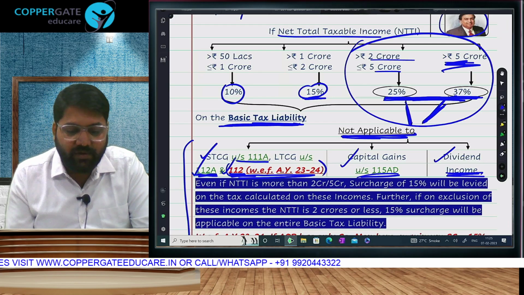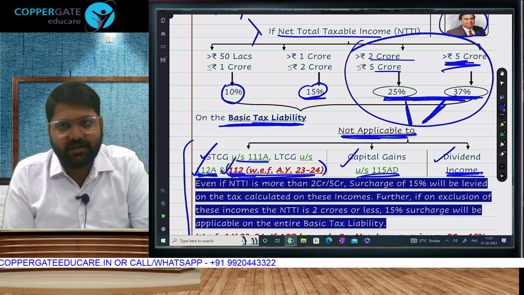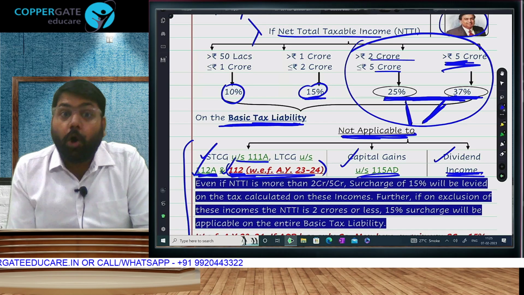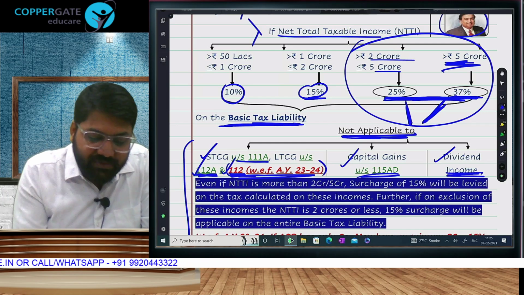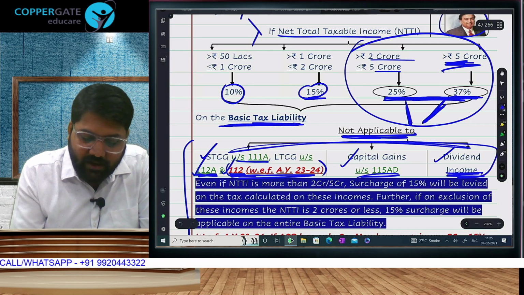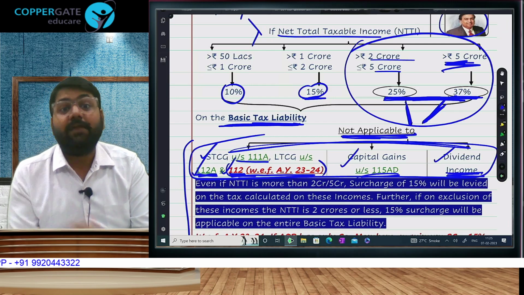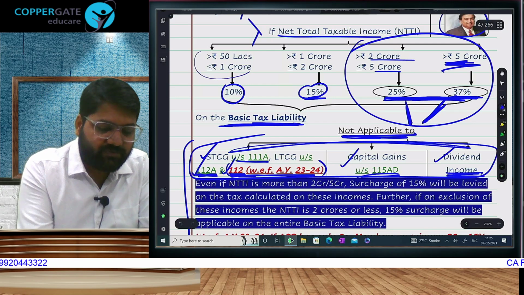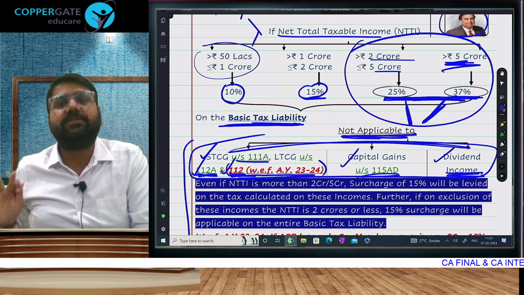So what you will do is, your total income will be segregated into two parts: special income and other income. Calculate tax on both. On the tax, apply surcharge. So on these incomes, we will never apply 25 and 37. It will be maximum 15. It can be less than 15 also, if your income is falling in that range. It can be no surcharge also. But the maximum will be 15.